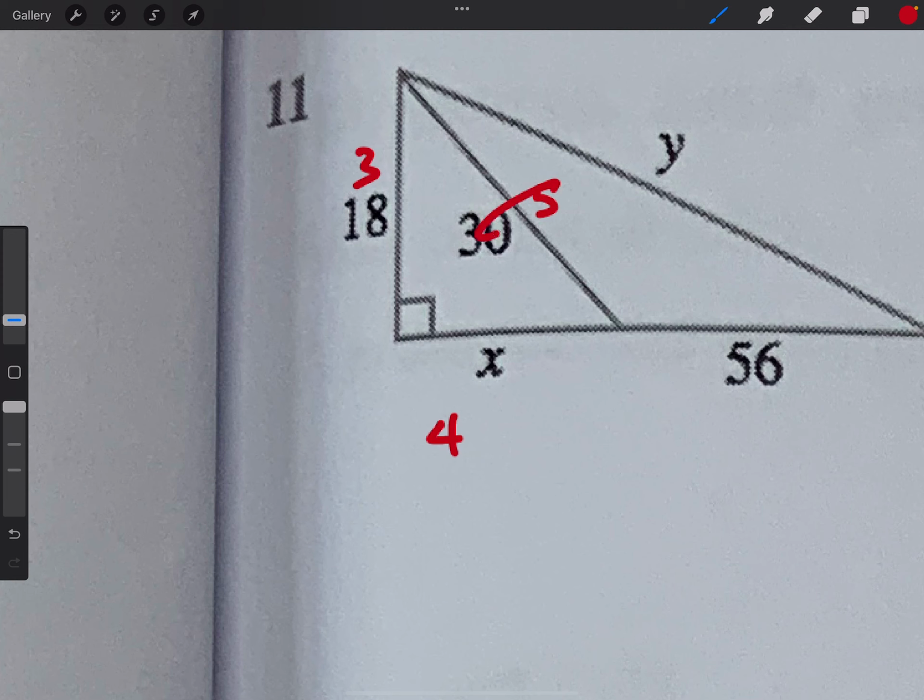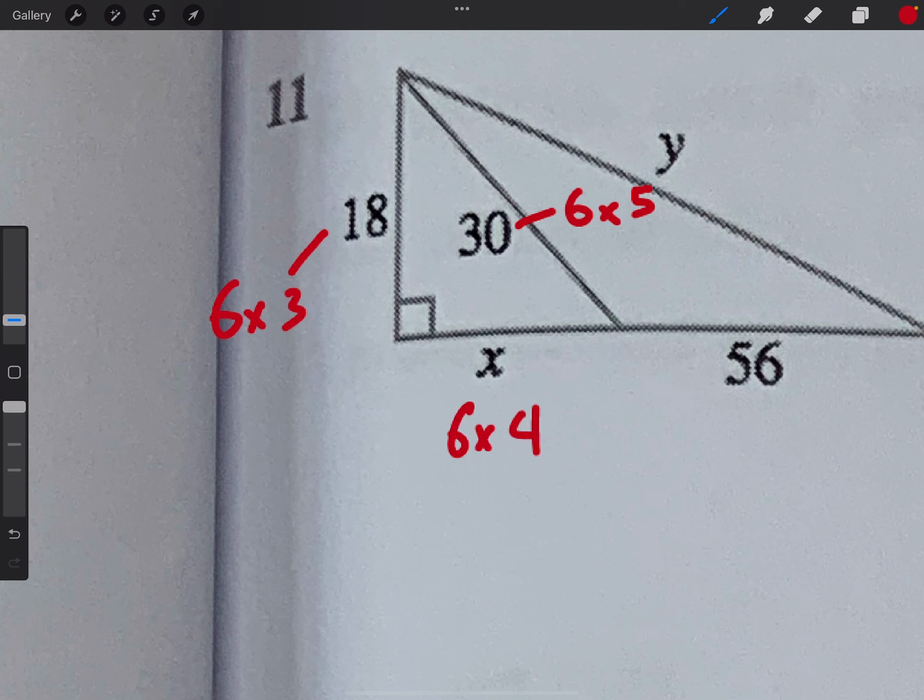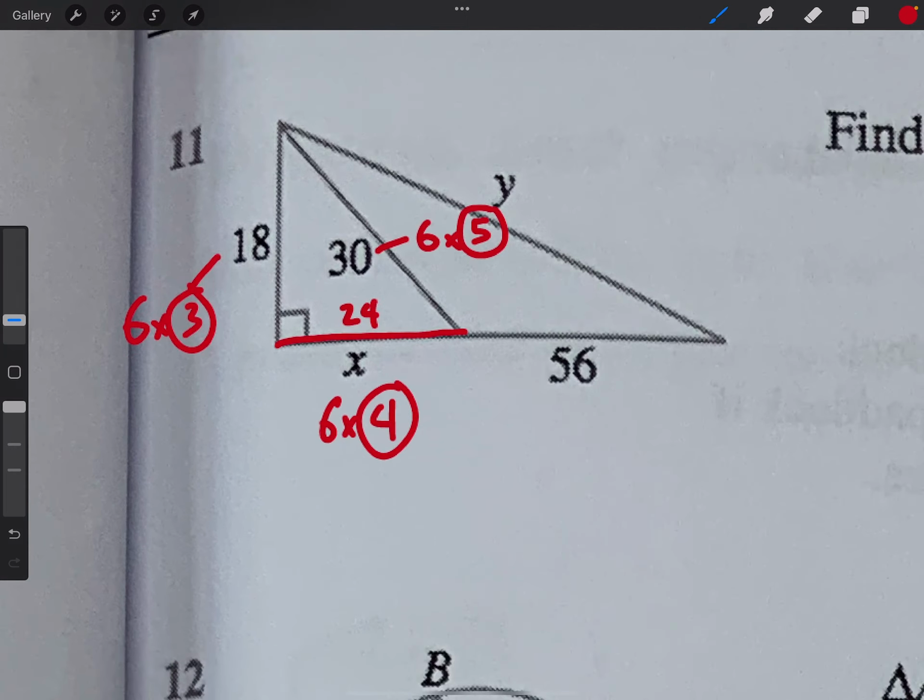What I mean by this is 30 is equal to 6 times 5, and 18 is 6 times 3. So the last one must be 6 times 4. 3, 4, 5. Okay, 6 times 4 will give you 24. So therefore x must be 24. Got it. Now we're going to find y.